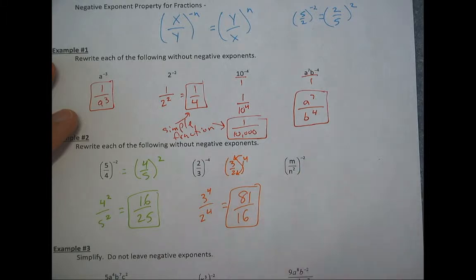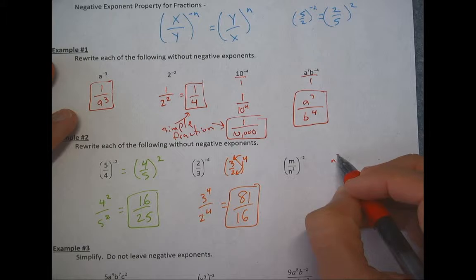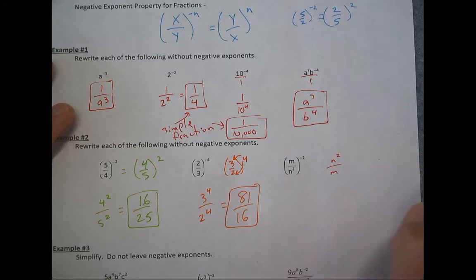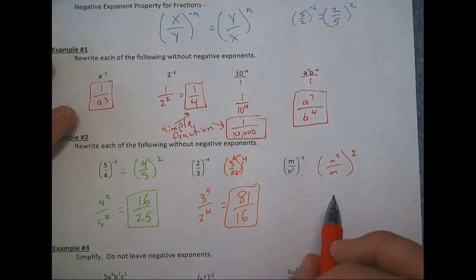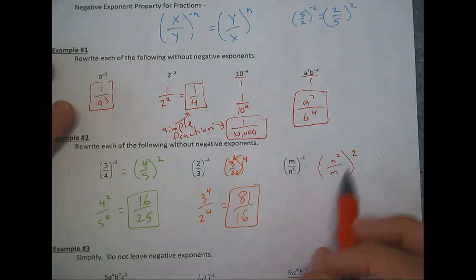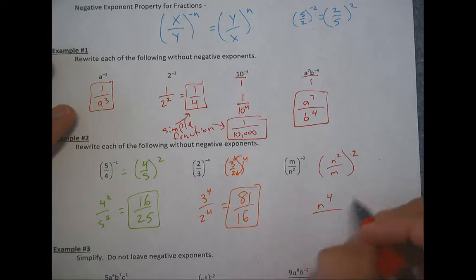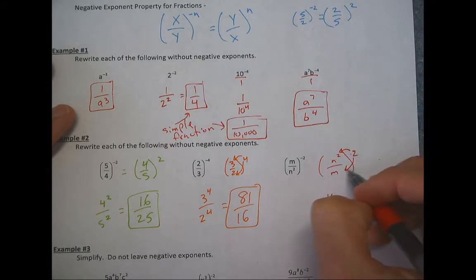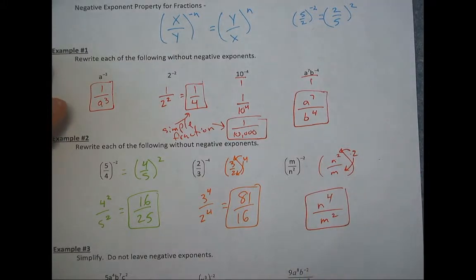This one, same idea. We're going to flip this to the reciprocal to make this positive. So n squared goes to the top, m is on the bottom, and now this whole thing is to the positive 2. So we've created the reciprocal. Now we want to actually bring in this exponent. When we take an exponent raised to another, we multiply. So this becomes n to the 4th on top. But don't forget this has to also go to the bottom. And it's going to look like this.